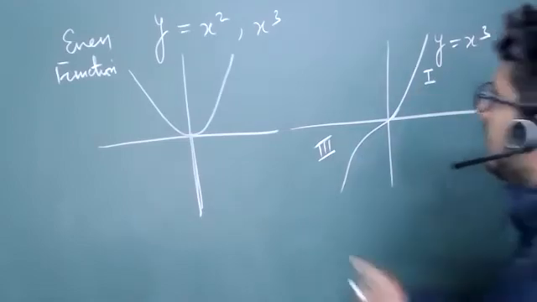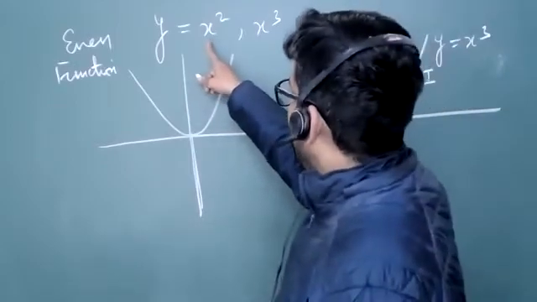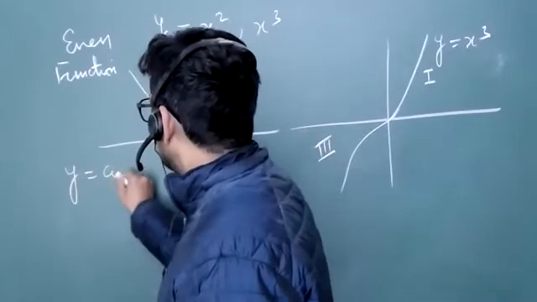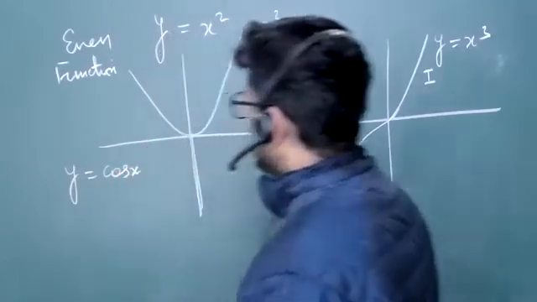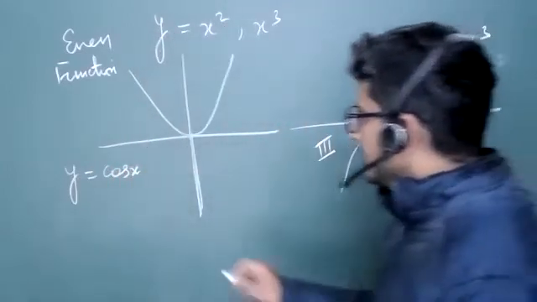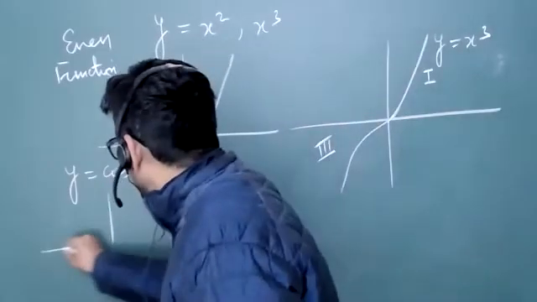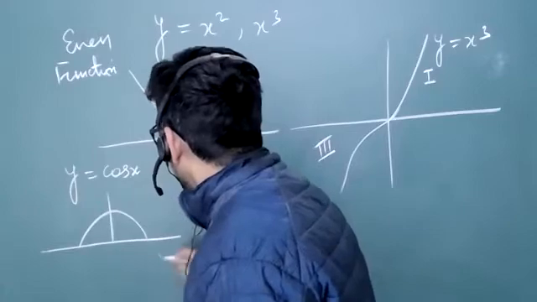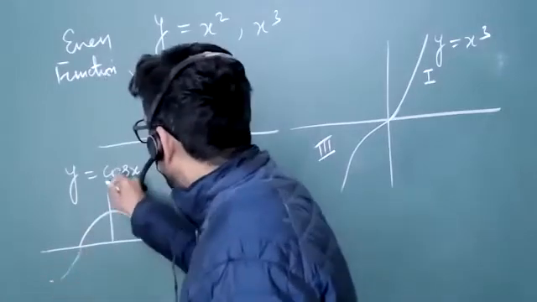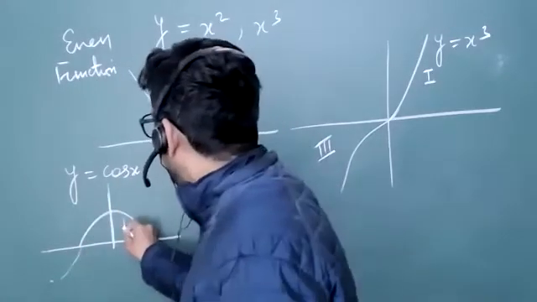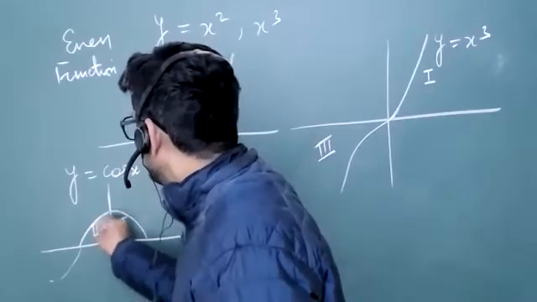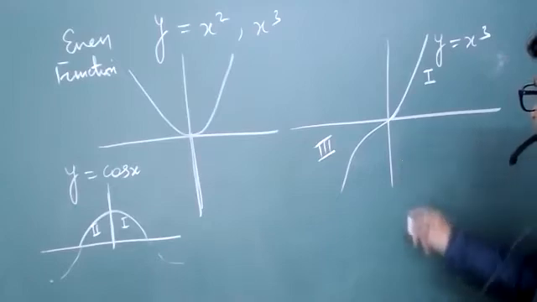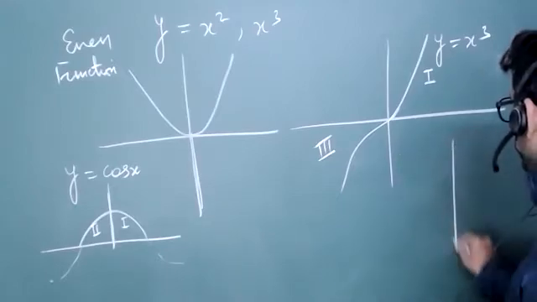Another example of an even function like x square is cos of x. You can see the function cos of x. How will the function cos of x look? It will go like this, you can see. So it is symmetric about this, like the first and second quadrant. And for an odd function, what example can we take?